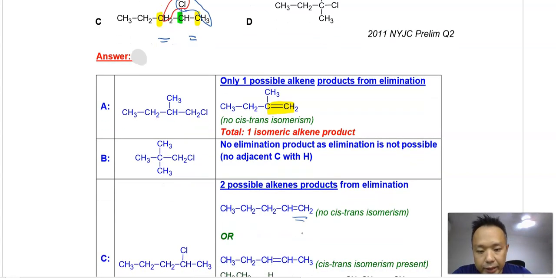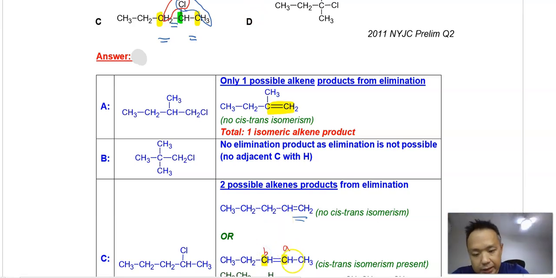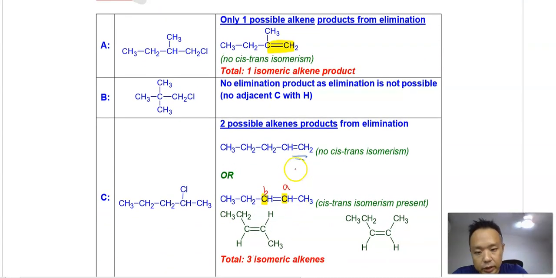Or I can have an alkene where the double bond is between these two carbons. In this case, you notice that each carbon forming the C=C double bond has two different groups. Let's call them carbon A and carbon B. Carbon A has an H and a CH3. Carbon B has an H and a CH2CH3. So there are two different groups on each carbon of the C=C double bond, and that's why cis-trans is possible. So you have cis and trans. In total, you have 1, 2, and 3, and therefore 3 isomeric alkenes. Is that the most?